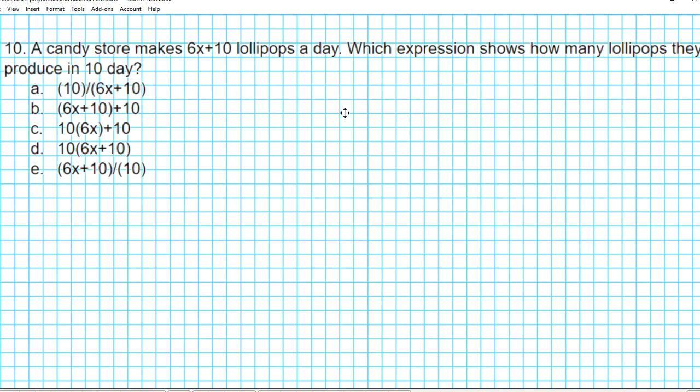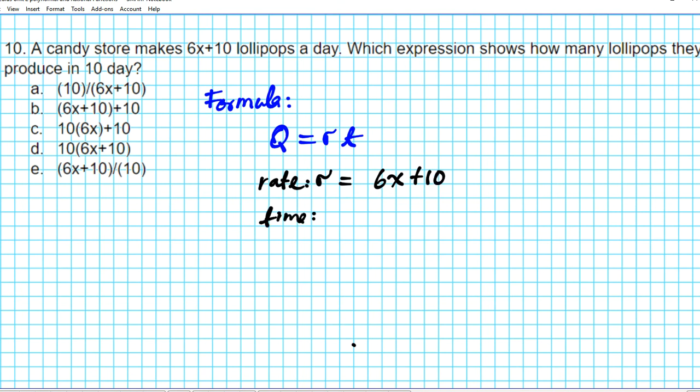Question 10. A candy store makes 6x plus 10 lollipops a day. Which expression shows how many lollipops they'll produce in 10 days? So for this problem, we're going to use the formula quantity produced is equal to the rate of production times time. The rate R is the algebraic expression 6x plus 10, and the time T is given by 10 days. So the quantity produced is simply the rate times the time. So that's going to be 6x plus 10 multiplied by 10.